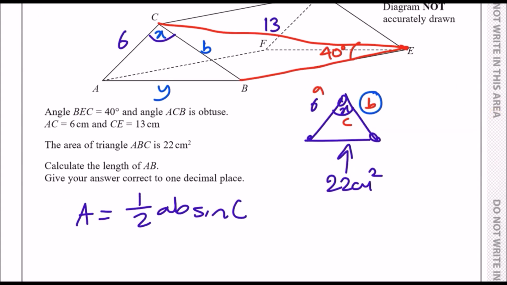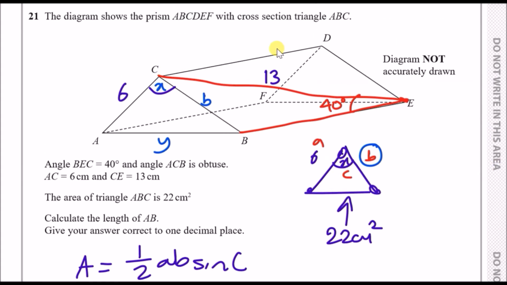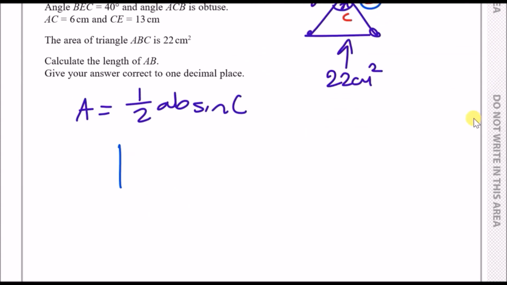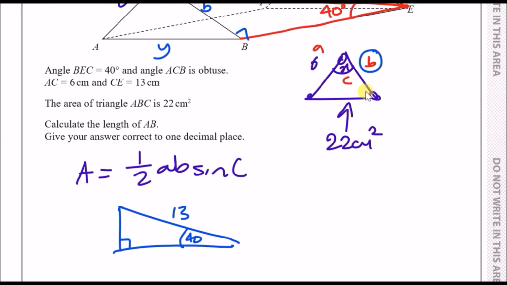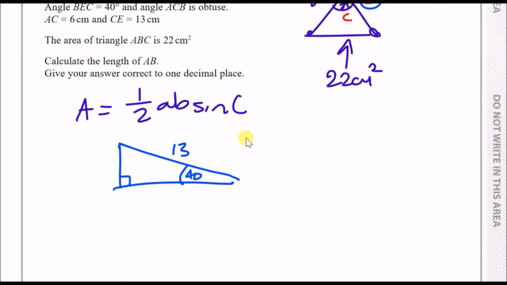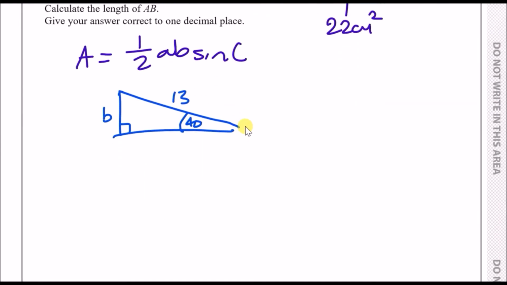So let's begin. I'm going to redraw this rectangle here, because if we think about it, this is just a right angle triangle, if we look at it in a 2D perspective, and we can solve this using SOH CAH TOA. So let's copy this right angle triangle for a second. We're going to have a triangle like this with a length of 13, an angle of 40 degrees, a right angle, and we're trying to find the length of CB. So CB is going to be represented by this letter B.